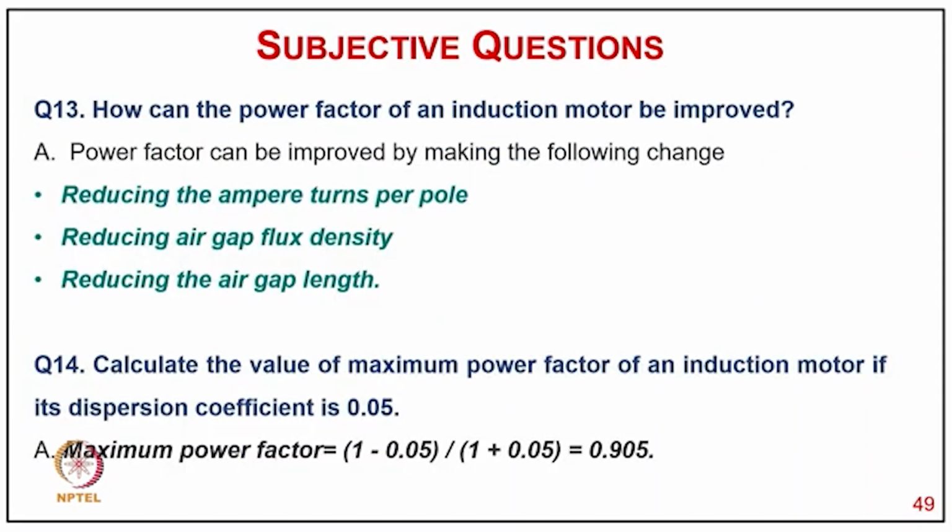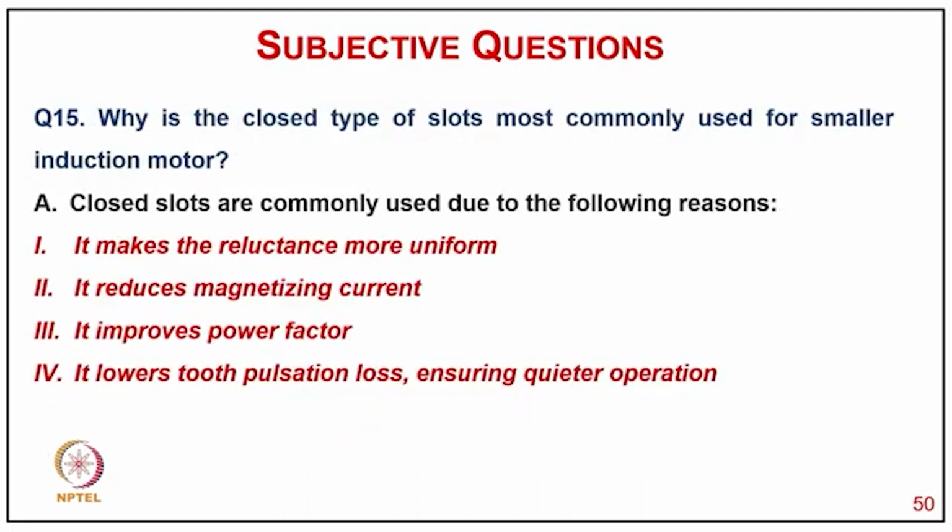Question 13: how can power factor of induction motor be improved? The power factor can be improved by making the following changes: reducing the ampere turns per pole, reducing the air gap density, or reducing the length of air gap. Calculate the value of maximum power factor of induction motor if dispersion coefficient is 0.05. So maximum power factor is (1 minus dispersion factor) divided by (1 plus dispersion factor), so it comes to 0.905.